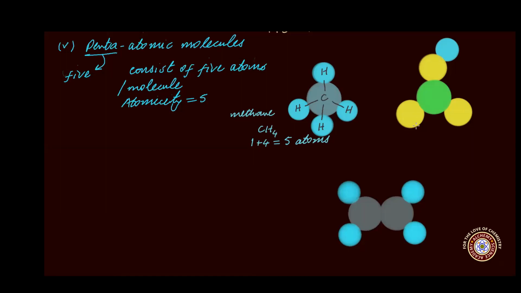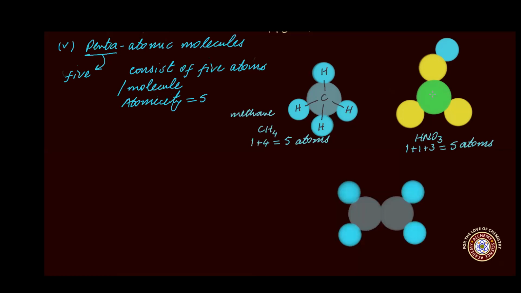This is a nitric acid molecule. Molecular formula of this compound is HNO3. Molecule of this compound consists of 1 hydrogen atom, 1 nitrogen atom, and 3 oxygen atoms. So in total there are 5 atoms in one molecule of nitric acid. Therefore nitric acid is also an example of a pentaatomic molecule.